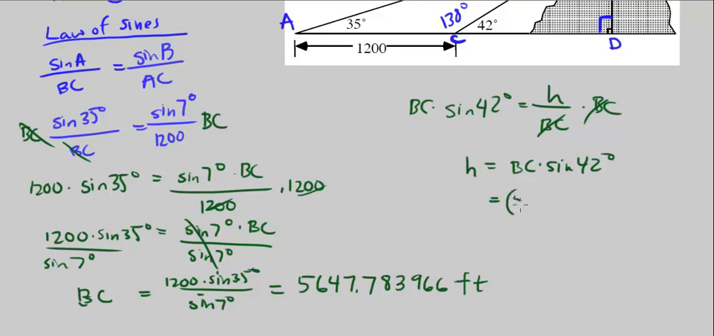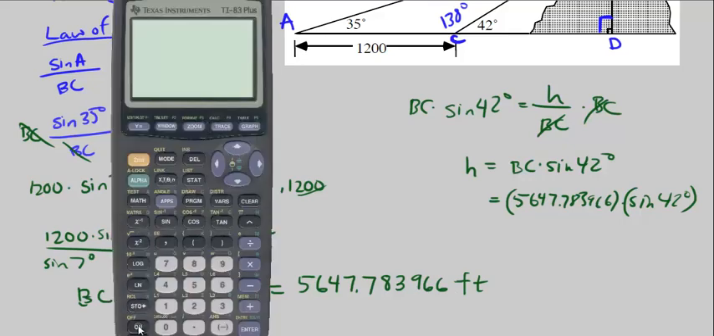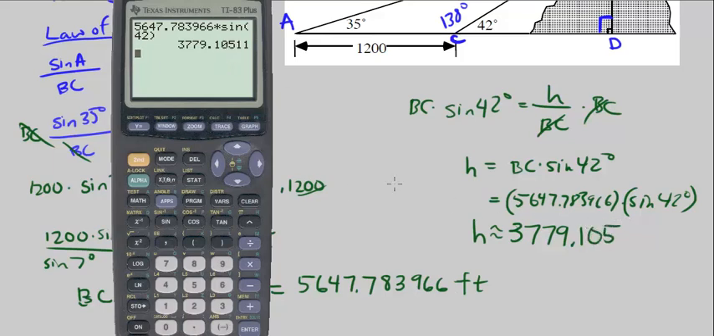We know BC is 5,647.783966, so we plug 5,647.78396 times sine of 42 degrees into the calculator. We get H approximately equal to 3,779.105, and it's approximate because we're rounding. I'm going to put a few extra digits, so you can even write 3,779.10511. Remember, the units are feet. I'm going to box this answer.